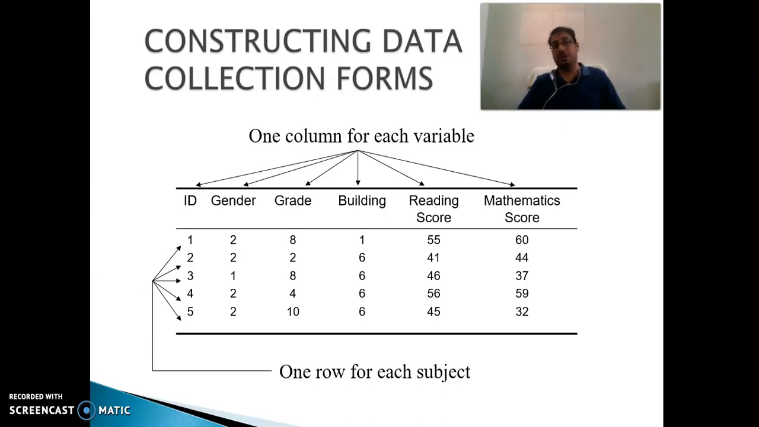Then similarly, the reading score may be 1 to 100. Mathematics score also 1 to 100. So according to how many scores the respondents have obtained, you can enter them onto your data collection forms.